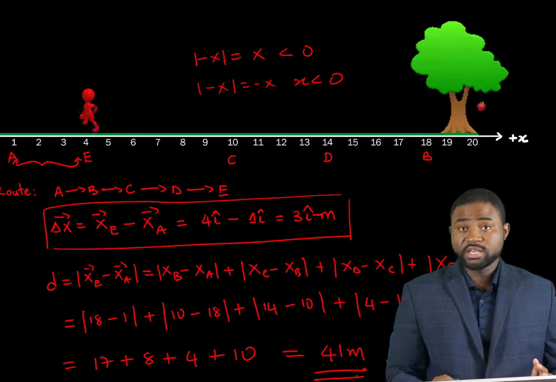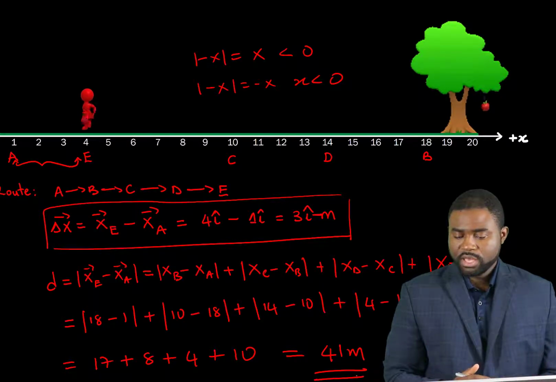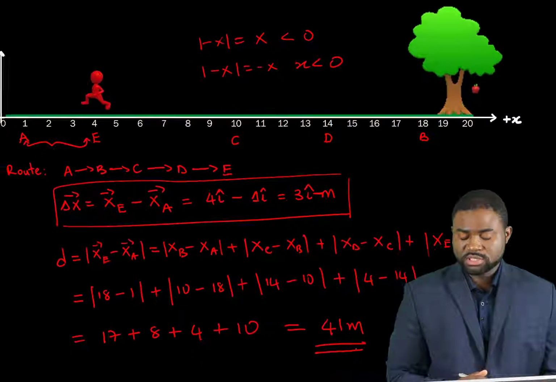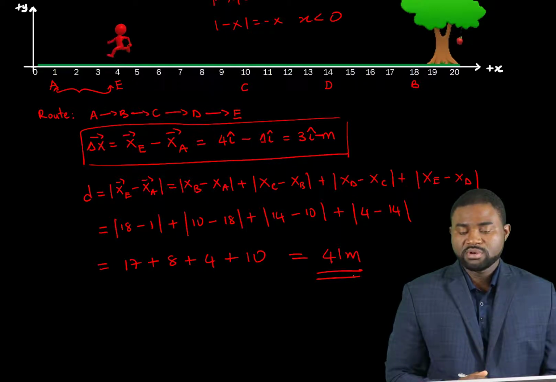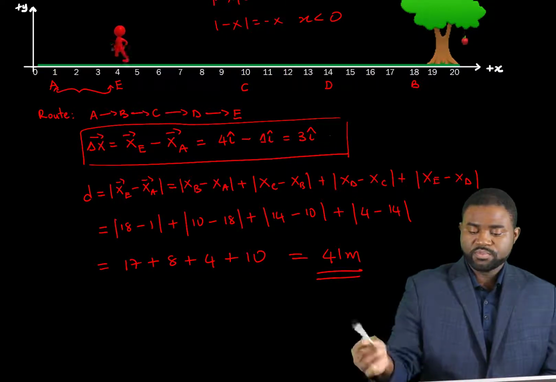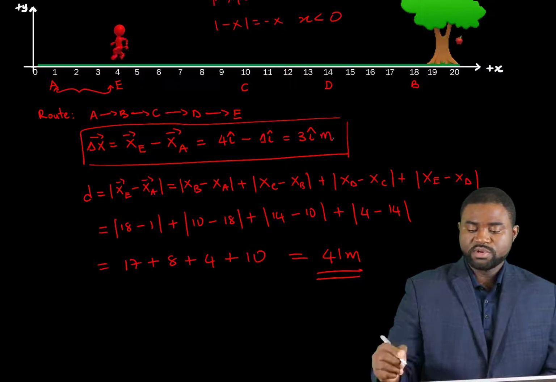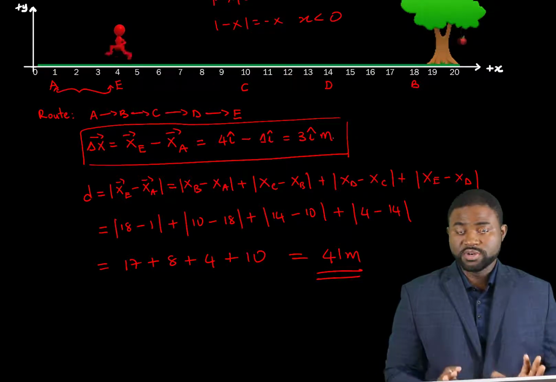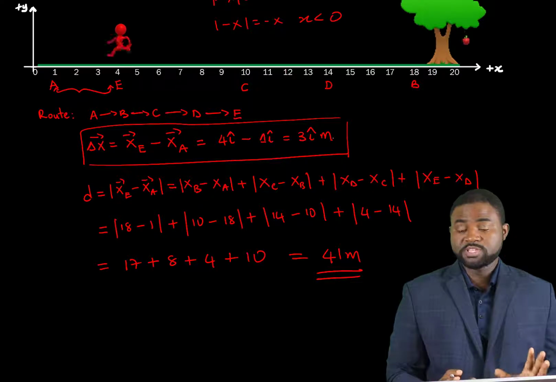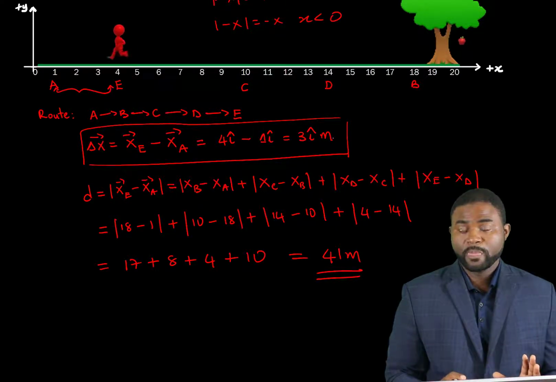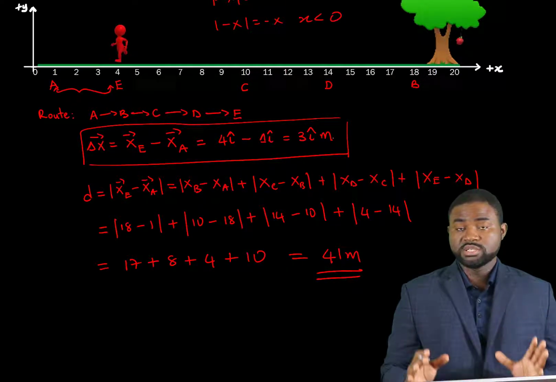So you see that in this example, he traveled a total distance of 41 meters, but his total displacement was just 3 meters. So there is a remarkable difference between the displacement of an object and the distance traveled.